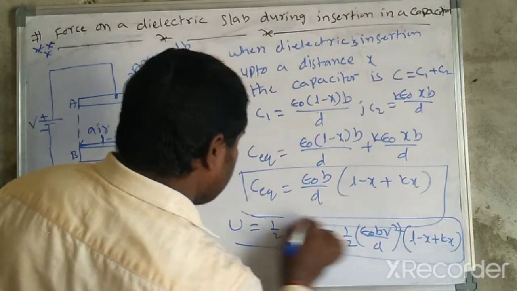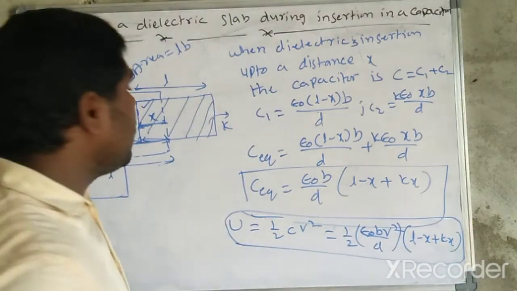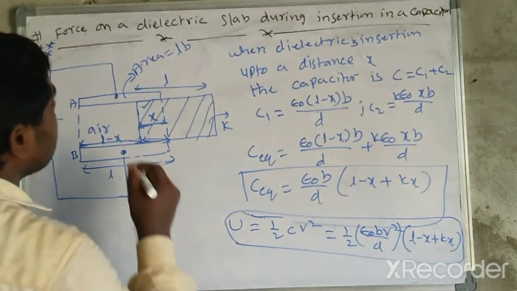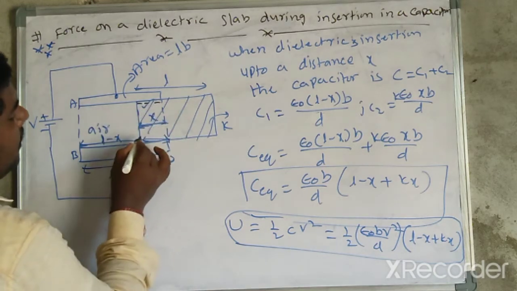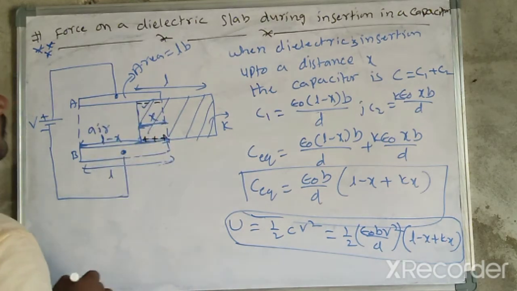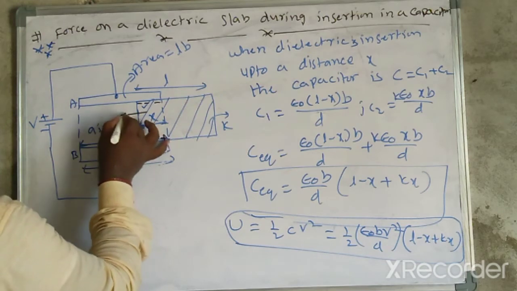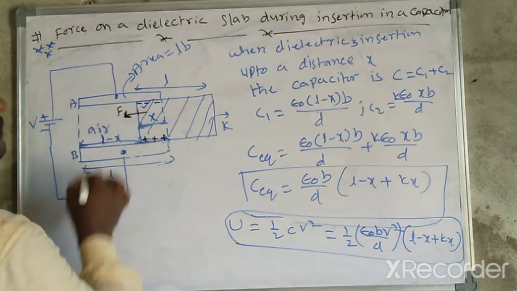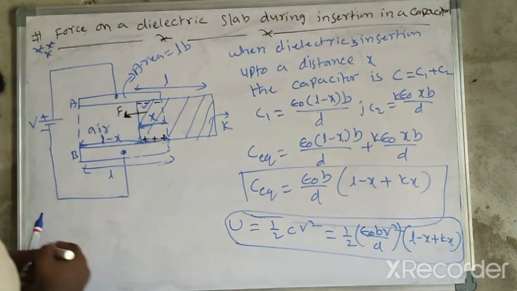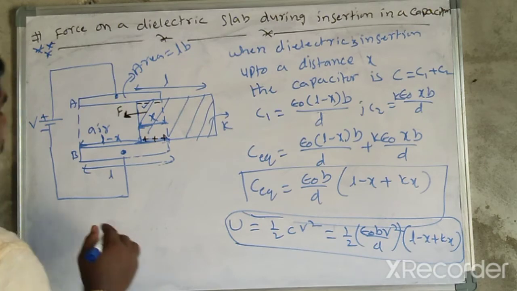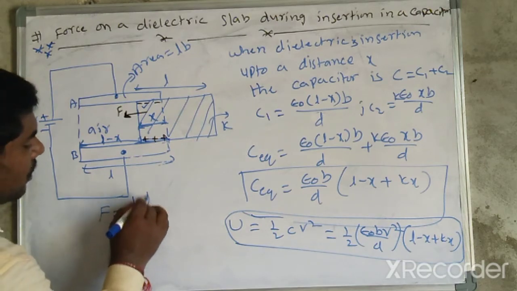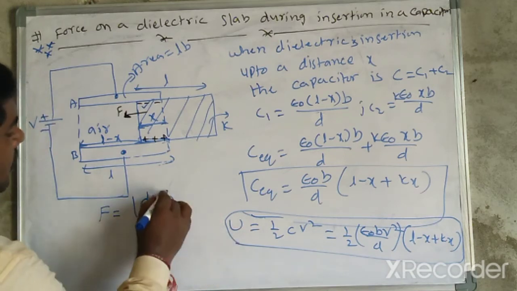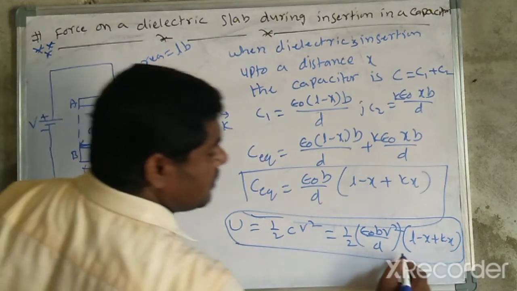Once we know the energy, whenever we apply force on the dielectric, negative charge accumulates near here and positive charge accumulates here. That's why the force is exerted towards the air side. So F is equal to, as we already know from mechanics, the magnitude of dU by dx. So we substitute this U value here and differentiate with respect to x to get the force.